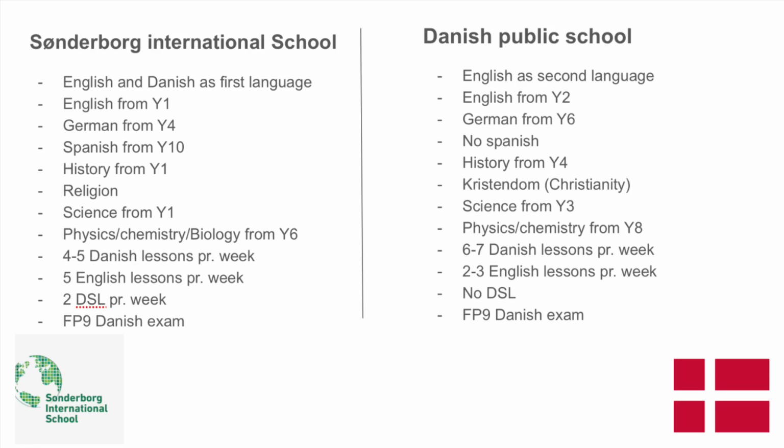We have 4 to 5 Danish lessons per week. In the Danish public school system, this number is higher, with 6 to 7 Danish lessons per week, and at some schools more. However, we have 5 English lessons per week, whereas the Danish public school system will give 2 to 3 English lessons per week.